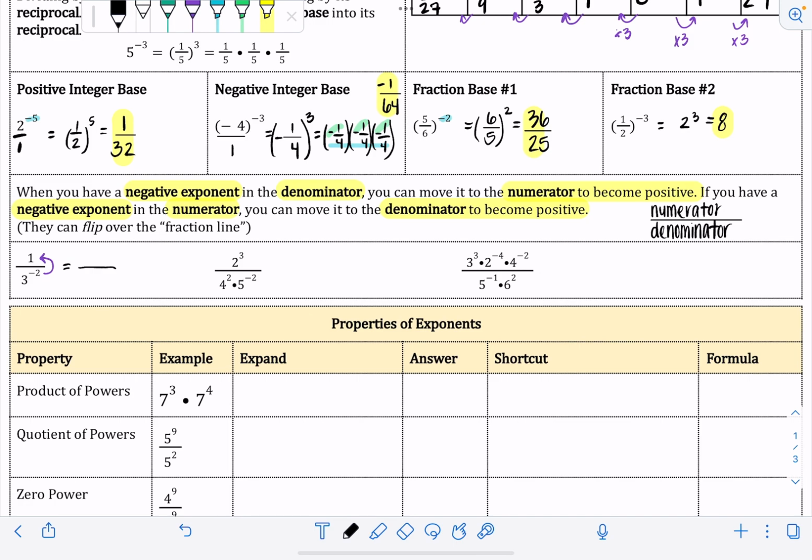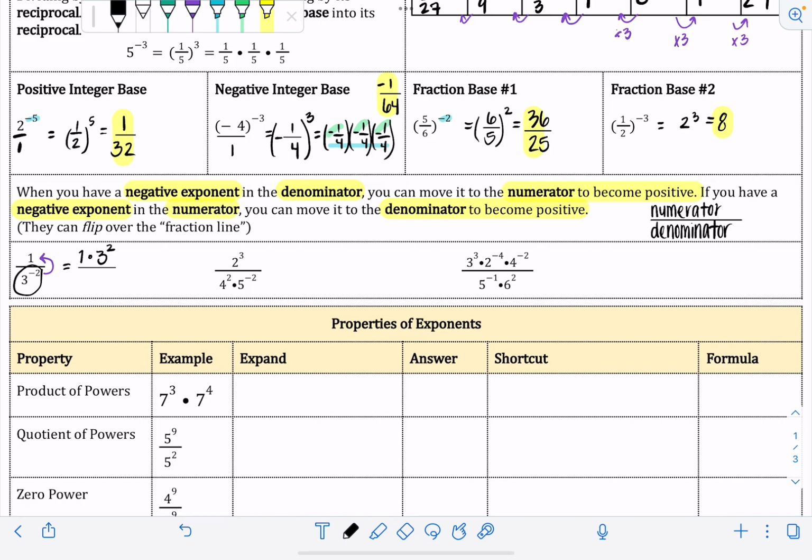So I'm going to set up a fraction. I'm going to leave that 1 out in front, and then I might take it away in a second. But that 3 to the negative second power is going to come up, and it's going to get multiplied by whatever is already there. So I have 1 already there, so I'm going to multiply that by the 3 to the positive second power now.